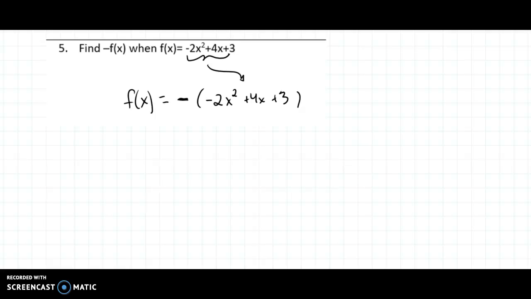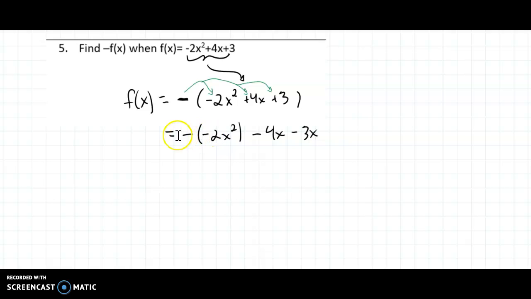Now you should know that we need to use the distributive property, so this needs to go in and apply to each of these. So when we do that, the first term gives me a negative 2x squared, and then minus, because this negative applies to that positive 4x, and then again this negative comes and applies to that minus 3.